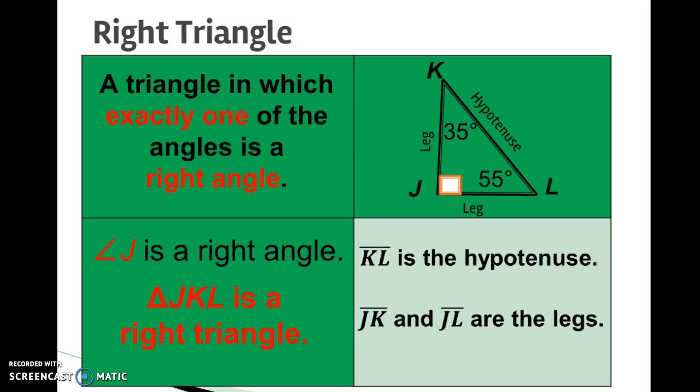A right triangle is a triangle in which exactly one of the angles is a right angle. So angle J is a right angle, which means 90 degrees, usually shown by the box. Therefore, triangle JKL is a right triangle. KL is the hypotenuse, the one directly across from the box. And JK and JL are the legs.